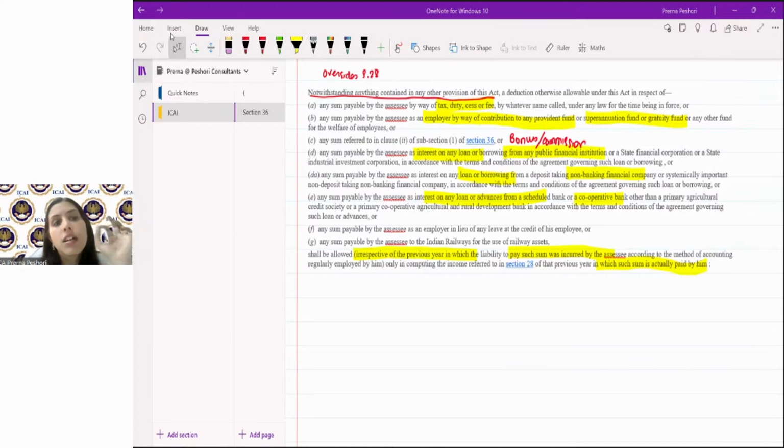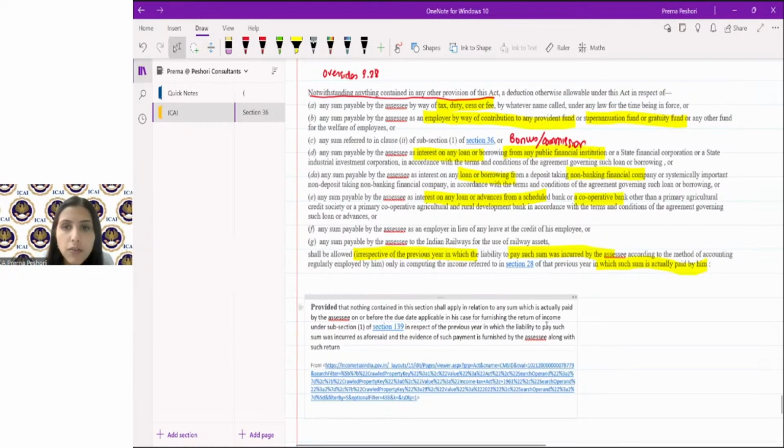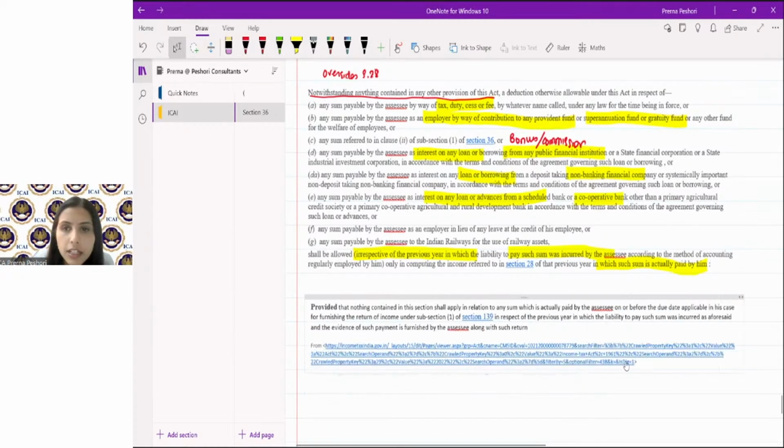So this sum, if it is paid on or before the due date of furnishing the return of income under 139(1), then the sum will be allowed as the deduction. Clear? So the sum should have been paid before the due date of filing of the return of income under 139(1).